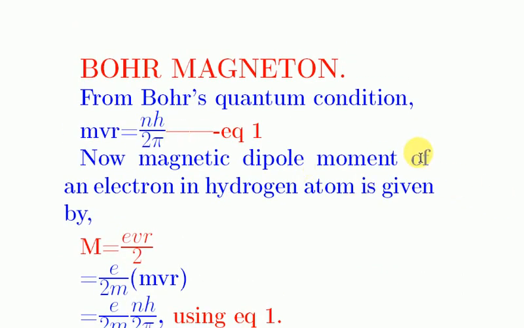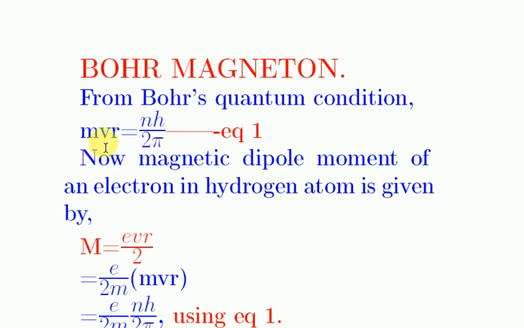From Bohr's quantum condition, we can write mvr equal to nh by 2 pi. This is the second postulate of Niels Bohr on hydrogen atom, and this is also known as Bohr's quantum condition. It is mvr equal to nh by 2 pi.